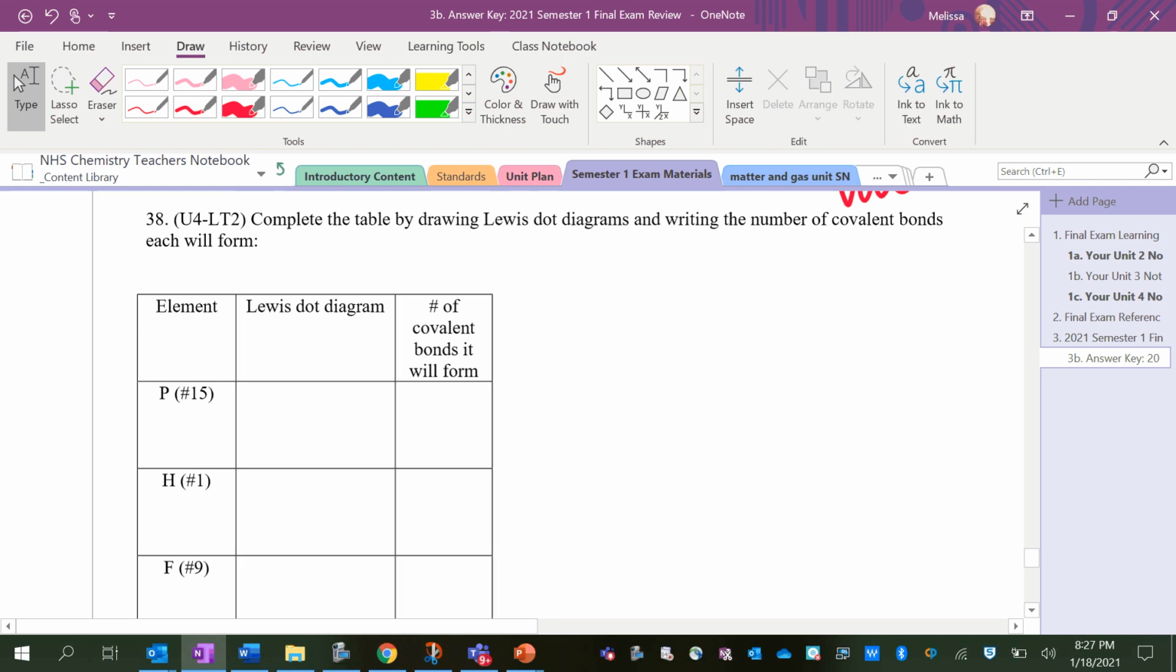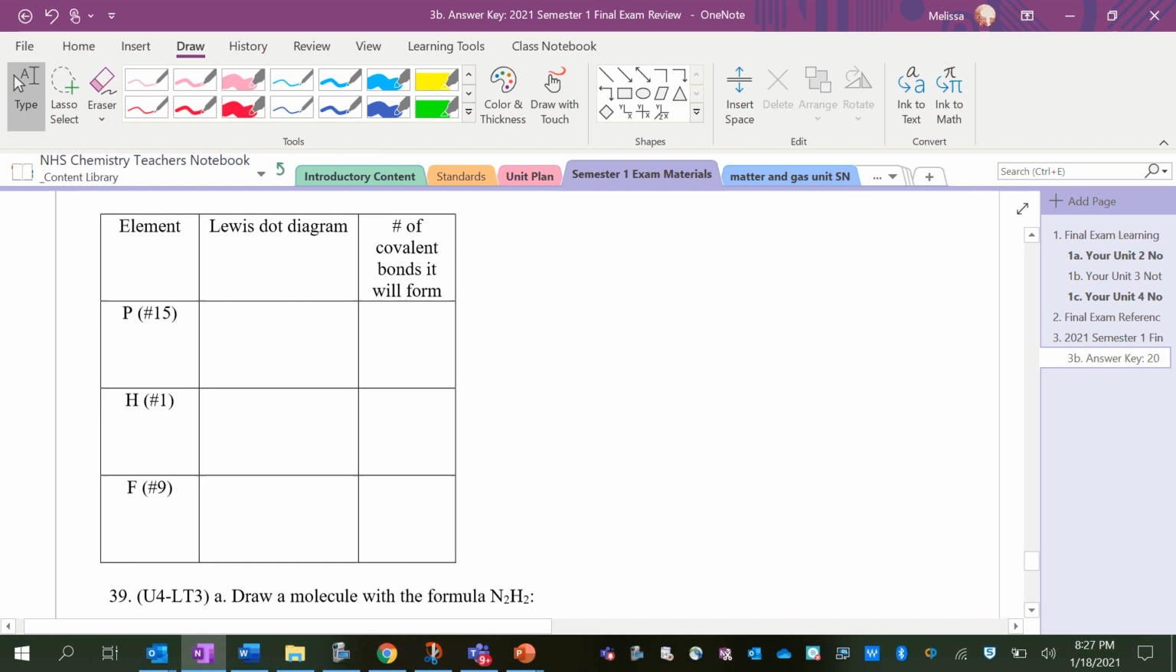Okay, then we're supposed to complete the table by drawing Lewis dot diagrams and writing the number of covalent bonds each will form. So P number 15 is in group 5A. So it gets 5 dots and it's got 3 lonely dots, so it will form 3 covalent bonds. Hydrogen is in group 1A, so it gets 1 dot and it wants to form 1 bond. Fluorine is in group 7A, so it has 7 dots and it wants to form 1 covalent bond.